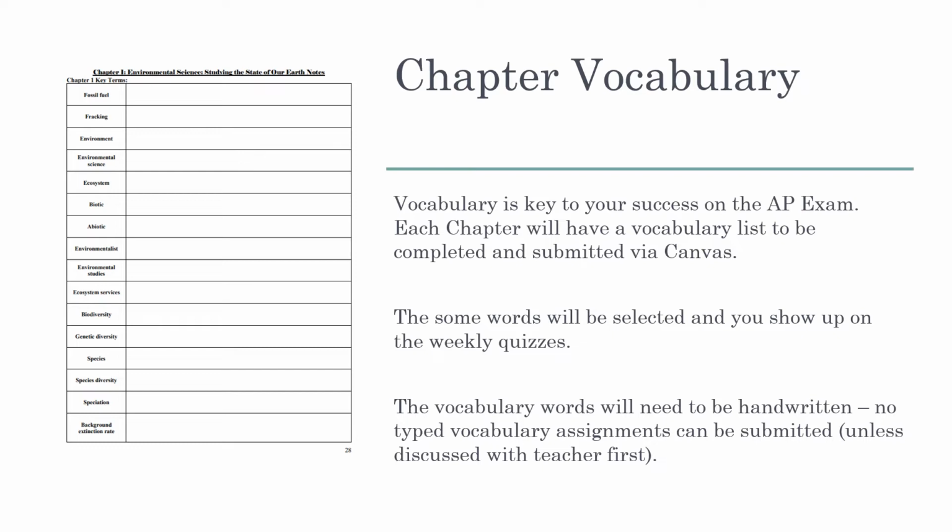So each chapter will have a vocabulary list that will need to be completed and then submitted via Canvas. So you will need to handwrite these, and again, all the instructions will be posted on Canvas for you as well. But you will need to handwrite them and include your name, the date, and what class period you're in. If you decide to type these, they cannot be submitted in Canvas. You will need to handwrite them unless it was discussed with your teacher prior. In addition, some of these words will be posted on your quiz at the end of the week, which we'll cover in a few slides.